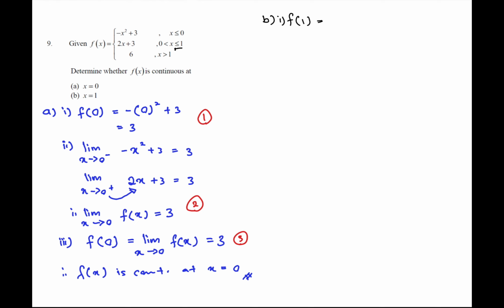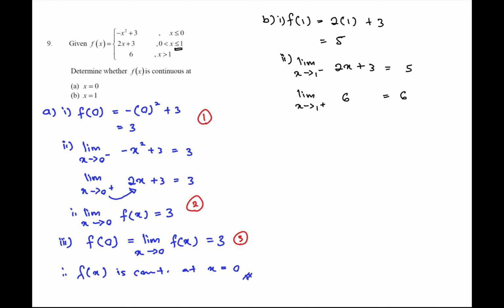f(1) must have an equal sign here, which is 2 times 1 plus 3. So you can get 5 here. And then number 2, you must check the limit as x approaches 1 from the left, where the function is 2x plus 3. So you can get 5 here. The limit as x approaches 1 from the right, the function is 6. So you can get 6.